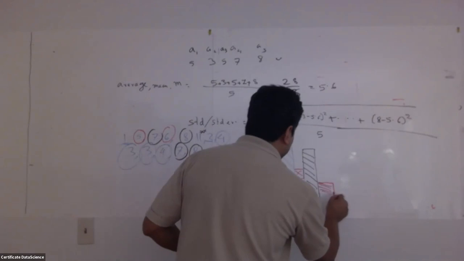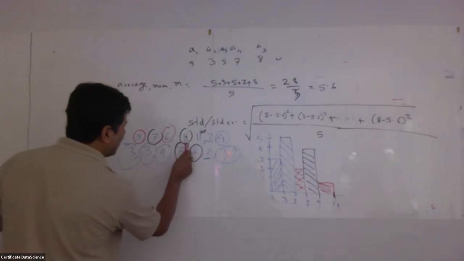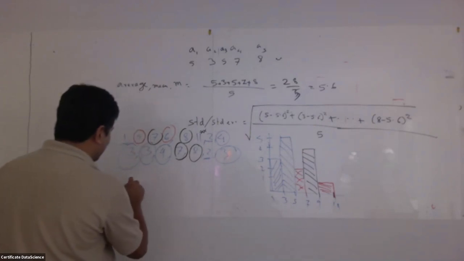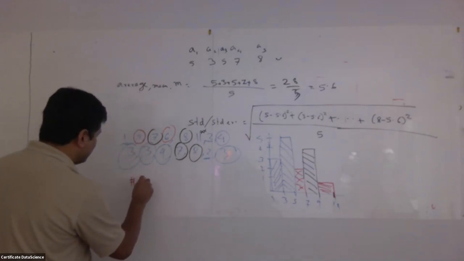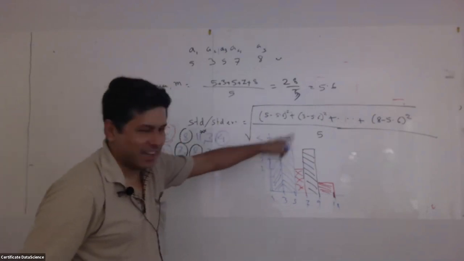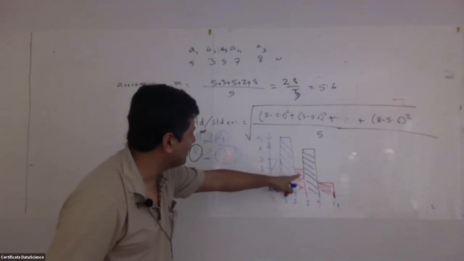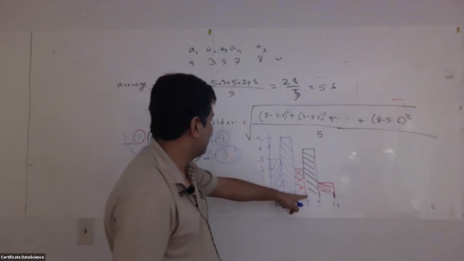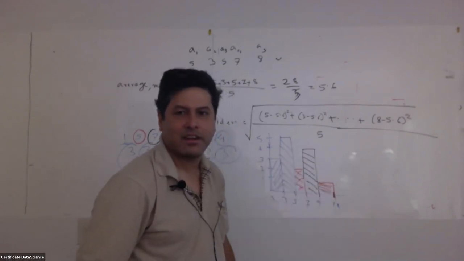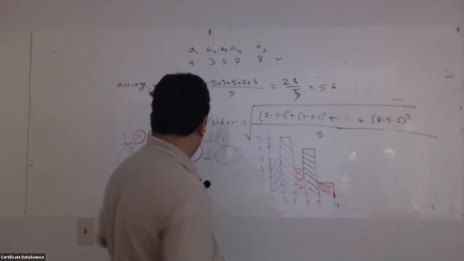Now that we are revisiting it, let's use it. How many points are there? 1, 2, 3, 4, 5, 6, 7, 8, 9, 10, 11, 12, 13, 14, 15. Total number of points is 15. Let's count them: 3 plus 5, 8. 8 plus 2, 10. 10 plus 4, 14. Plus 1, 15. They all add up to 15.